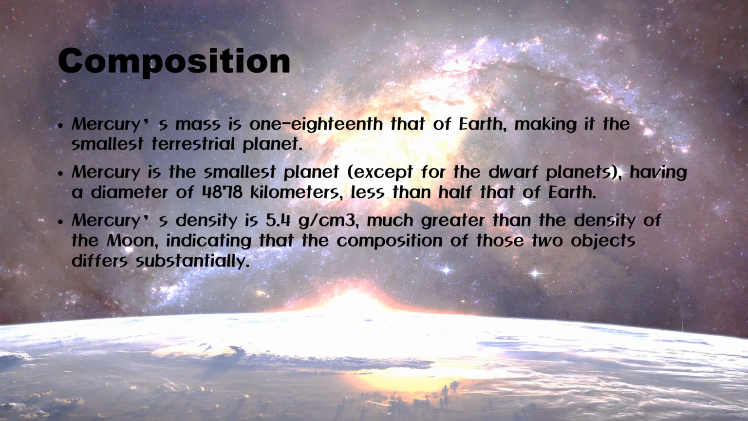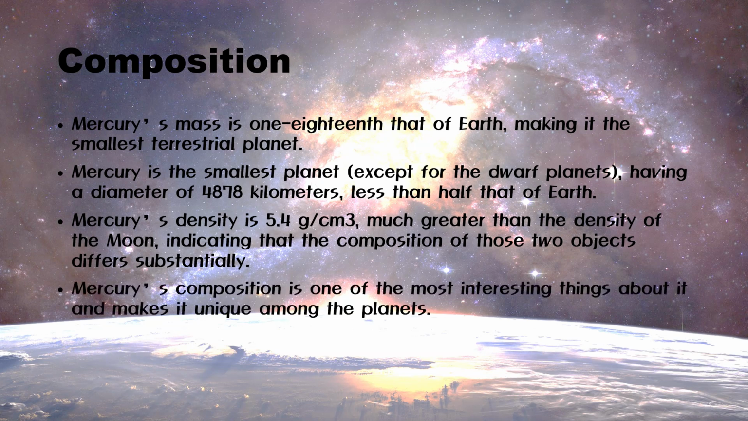Now, Mercury's density is also 5.4 grams per centimeter cubed, which is much greater than the density of the Moon. So that's an interesting thing for us to look at and say, hey, the composition of these two objects differs substantially, even though on the surface they might look very similar. The Moon is roughly a similar size, and it has a very cratered surface like Mercury. But when we start looking at things like the density, we can see that it's not the same.